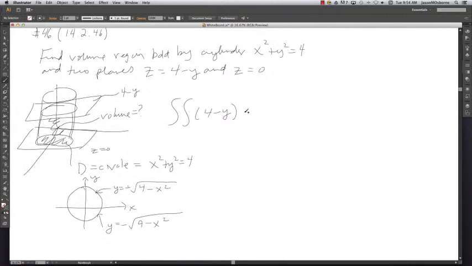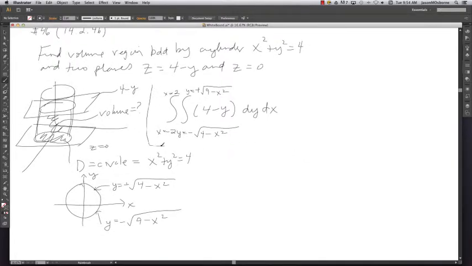If we wanted to tackle this integral as a dy dx problem, it would be pretty straightforward to set up. y goes from the bottom edge of the circle, negative square root of 4 minus x squared, up to positive square root of 4 minus x squared, and x goes from negative 2 to 2. Pen's not quite behaving today. So there is the integral that we would need to evaluate.